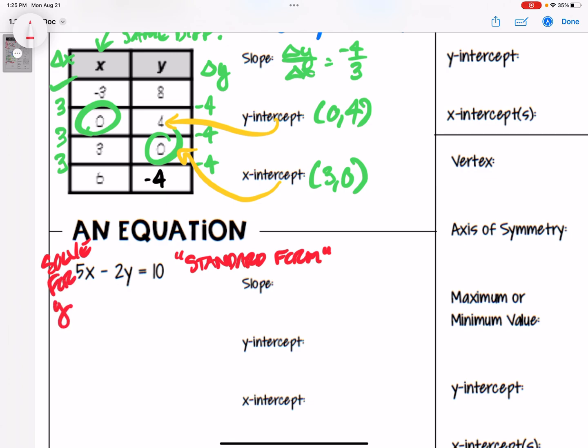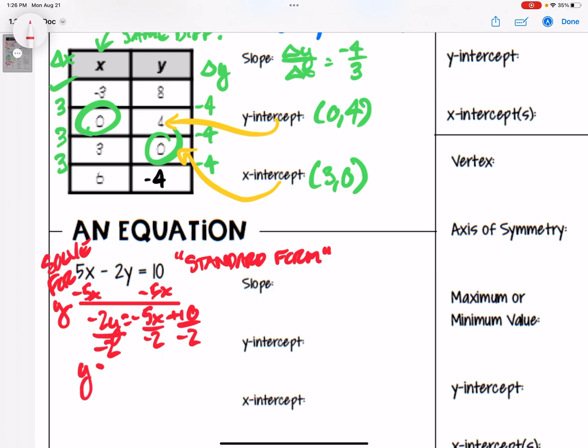Because we want to get it into y equals mx plus b form to be able to see the slope and the intercept. So first step, I subtract 5x. That's going to give me minus 2y equals minus 5x plus 10. Next, I divide by the thing that's in front of my y, so divide all of them by minus 2.